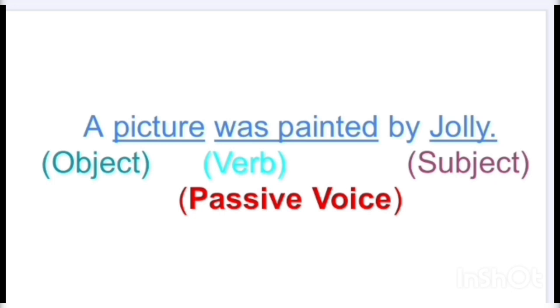A picture was painted by Jolly. This is in passive form. So in passive form, object will be first, verb will be second, and subject will be at the end. This is passive voice. A picture was painted by Jolly. So here, picture is object, was painted is a verb, and Jolly is a subject. So in passive voice, it's going to be like object plus verb plus subject.